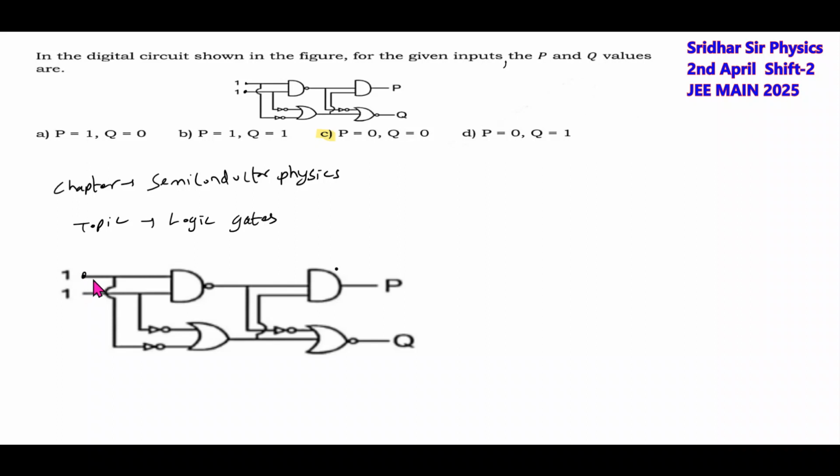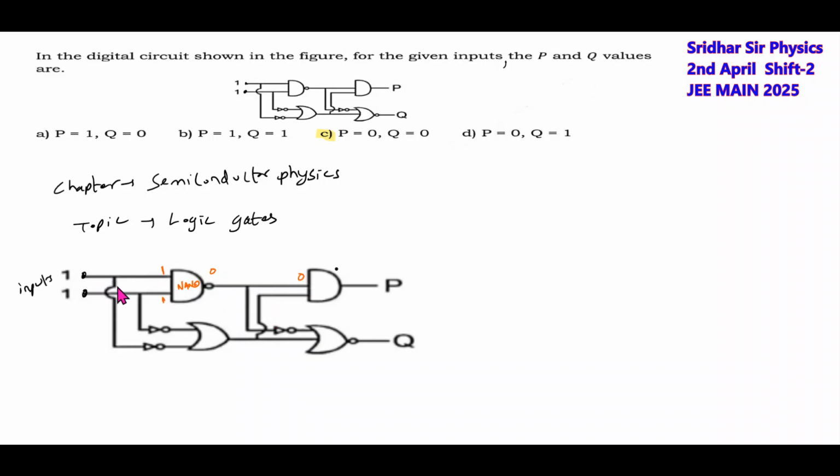So these are the inputs. I'll show here. So we'll proceed here. This is a 1, this will be 1, this will be 1. It's a NAND gate. Output will be 0. When both inputs are high, the output will be low. So this is a NAND gate. Then the 0 is available here.